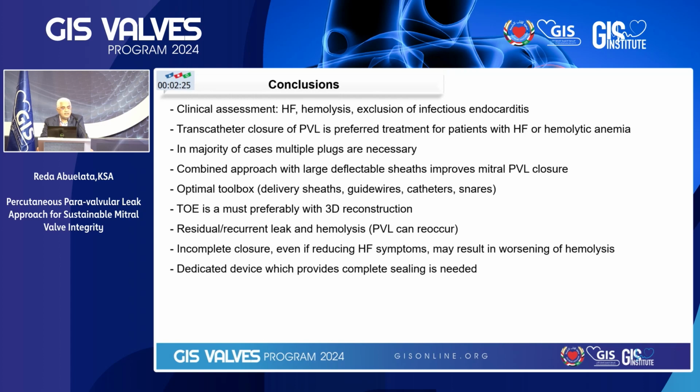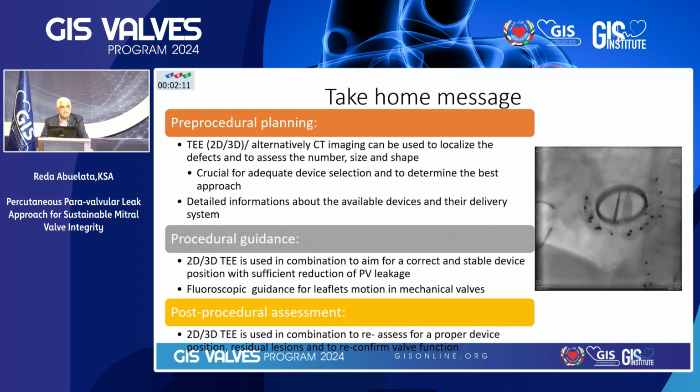In the majority of cases, they need multiple devices. A combined approach, specifically for large or multi-defect leaks, is usually the case. We should have a good toolbox for imaging, for devices, and for the varieties of needed materials. My take-home message for patients with paravalvular leak closure: we should have pre-procedural planning.